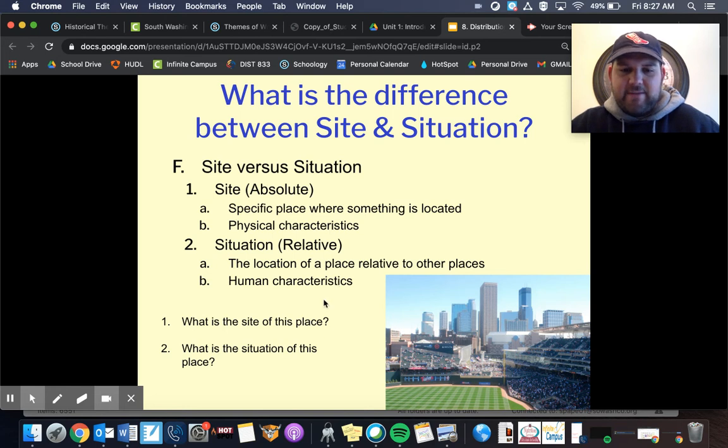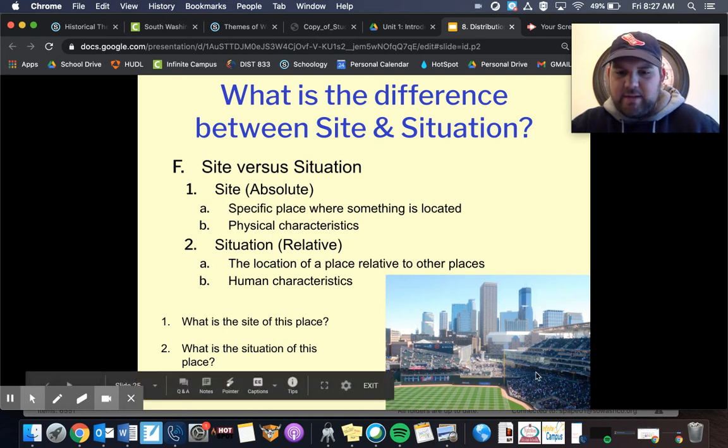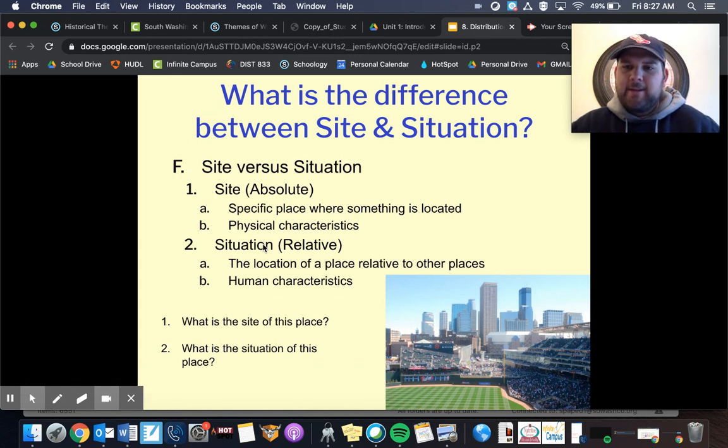Obviously, the site of this place would be the address of Target Field. Okay, and the situation of this place would be, well, it's in North Minneapolis. It's near the Minneapolis skyline. It's not too far from downtown. Some more human characteristics of it are it's a very urban place. It's not in the middle, it's on the north end of the city. Okay, that is the situation.